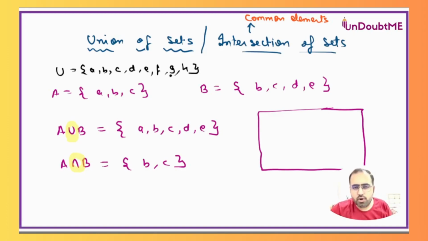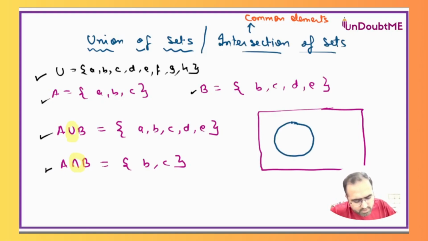So how will I represent all of them on this Venn diagram? I have a universal set. I have sets A and B, then I have A union B and A intersection B. On the Venn diagram, I start with two circles. A circle represents a set. This common part, the overlap between both sets A and B, is A intersection B. So for A intersection B, I'll write B and C inside. Then I will write down the elements of A.